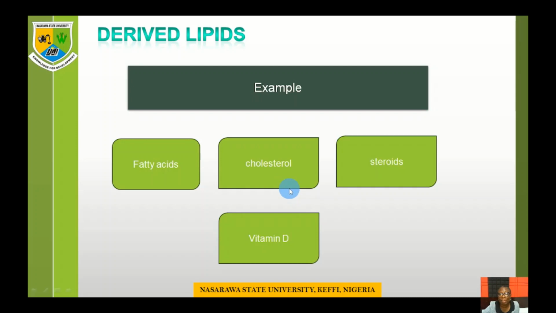They are a separate class of lipids, which are not gotten from hydrolysis of both the simple and the compound lipids, but they are also lipids in their own right. They are classified as lipids. And from cholesterol you can get steroids, and then vitamin D. All these are linked: cholesterol, steroids and vitamin D. All these are examples of derived lipids.